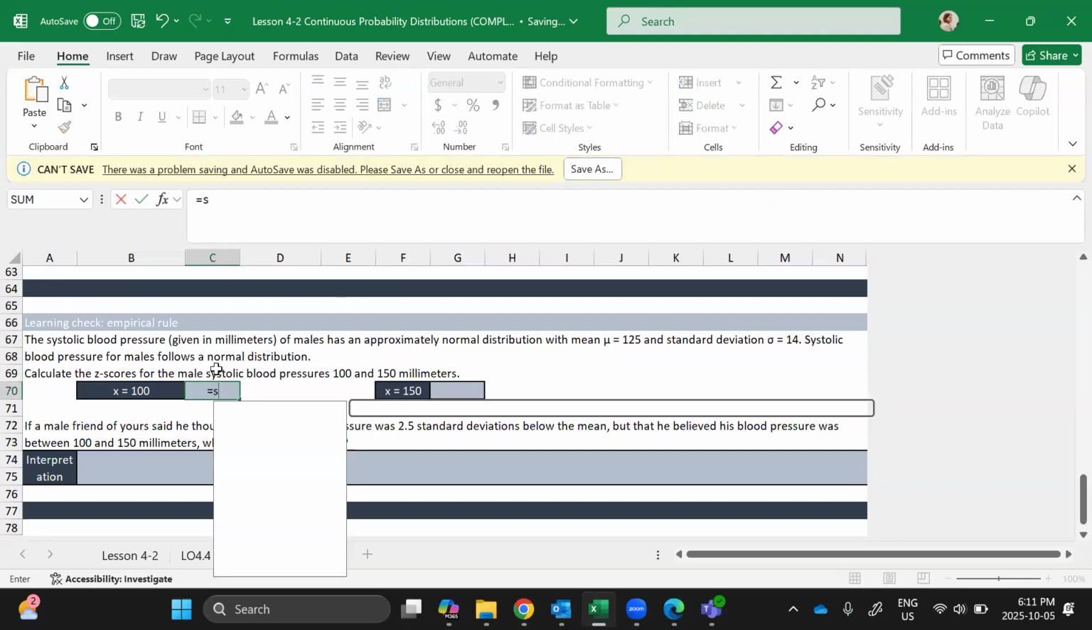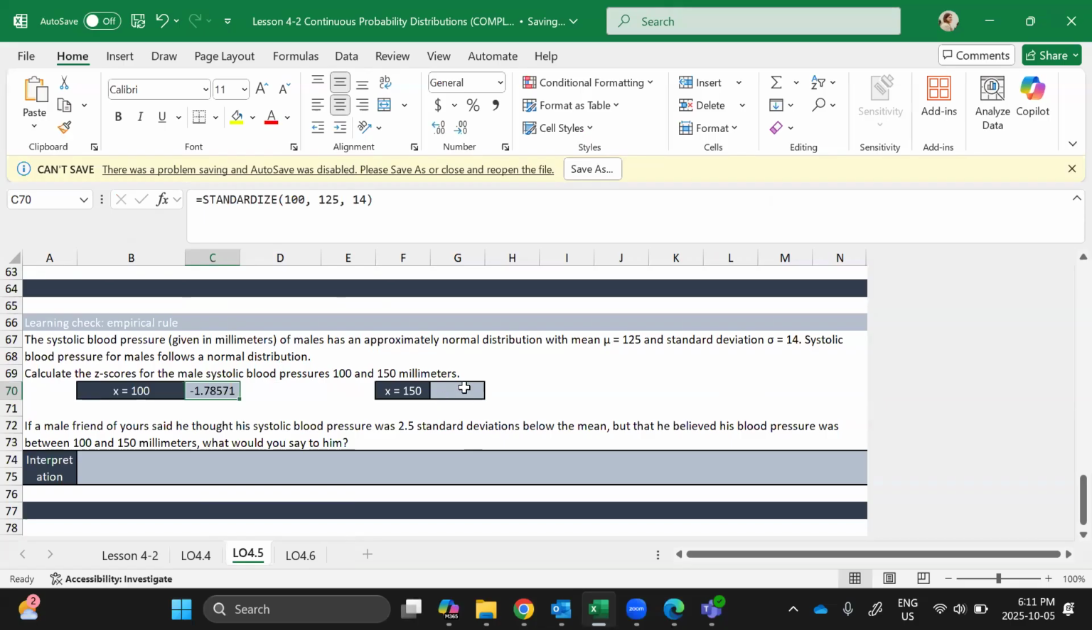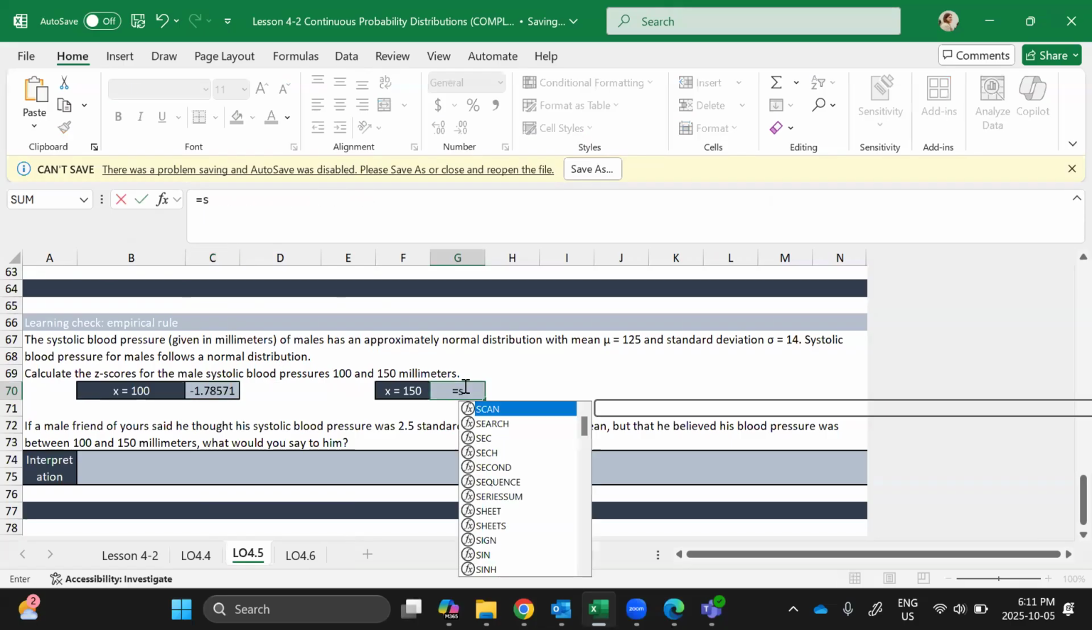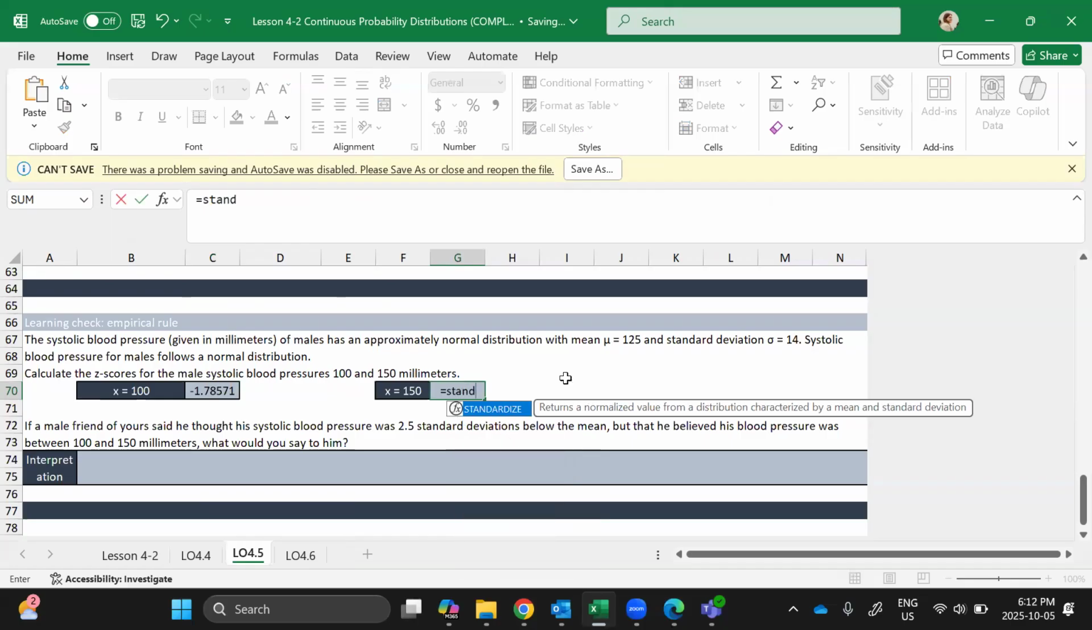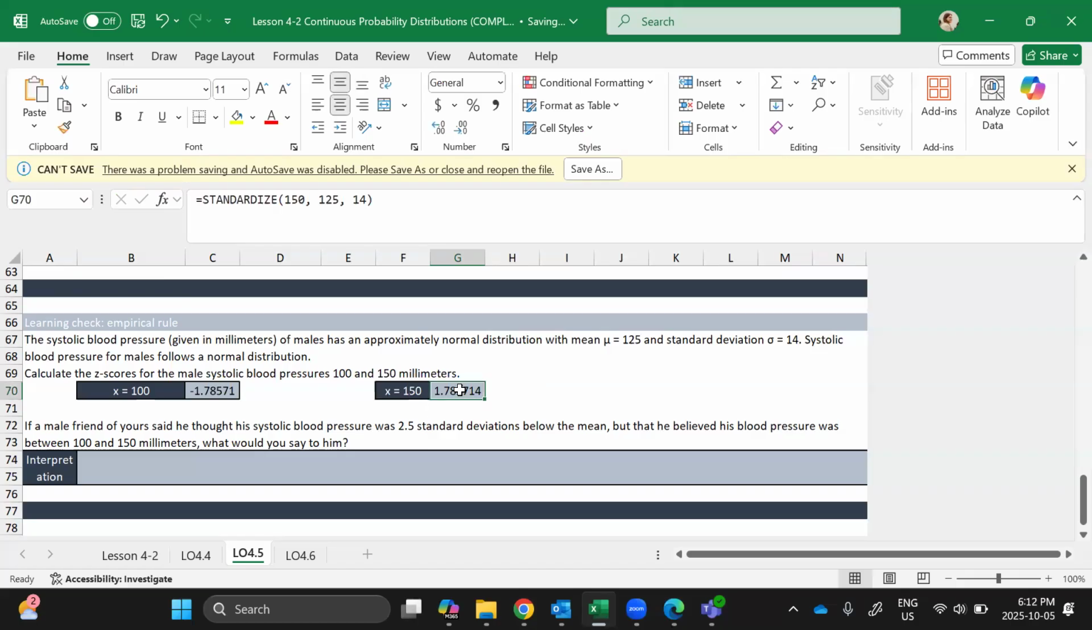So for 100, I would use standardized to calculate the Z-score. Score of 100, the mean is 125, the standard deviation is 14. Your Z-score should be negative 1.7857 approximately. For a blood pressure of 150, I'd use standardized with 150. The mean is still 125. The standard deviation is still 14. So I actually get the same number, just for X as 100, it's negative 1.78, and for X of 150, it's 1.78. Why do you get the same number?